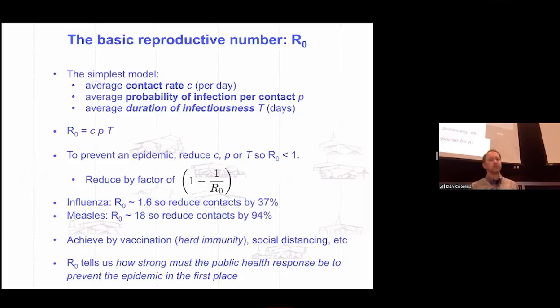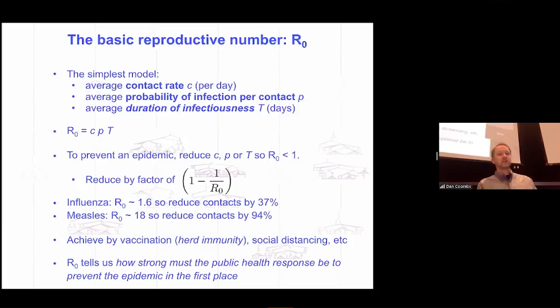So a very simple way of doing this would be to say, okay, how many people do I contact per day? Well, that's C. What's the average probability of infection per contact? That's P. And what's the duration of time during which I'm going to be infectious? That's T. And if I multiply those three things together, then that should give me the average number of new cases that are caused by a single person. Okay, so to prevent an epidemic, we need to reduce one of those factors. So we either reduce the contact rate, or the probability of infection per contact, or the duration of infectiousness. And how much do we have to reduce? Well, we have to reduce things to the point where R naught is less than 1.